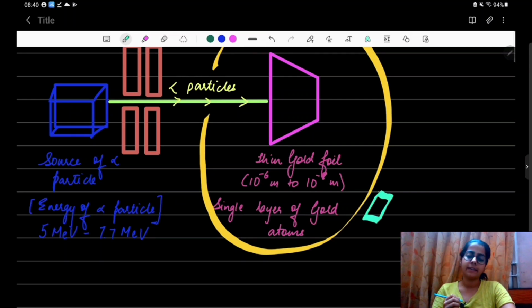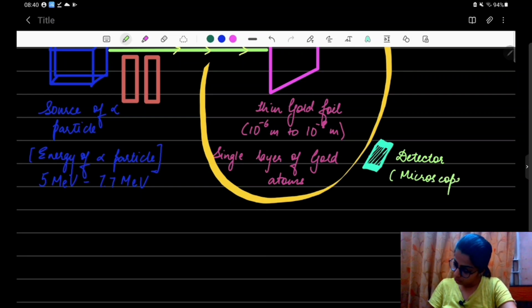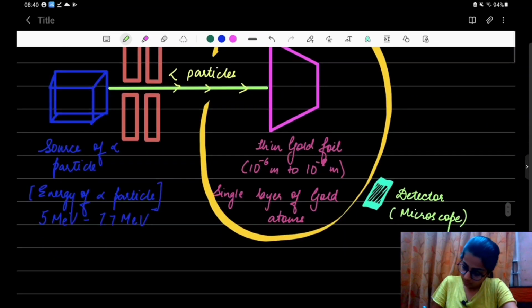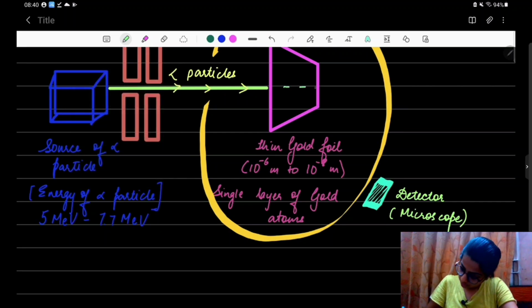Why are we keeping a detector? Because we cannot see with our naked eye that here there is an alpha particle, here there is an alpha particle. So we need to keep a detector. This is a detector, a kind of microscope, which will help us to detect the position of the alpha particle, where the alpha particle strikes. So we can know the angle of deflection.